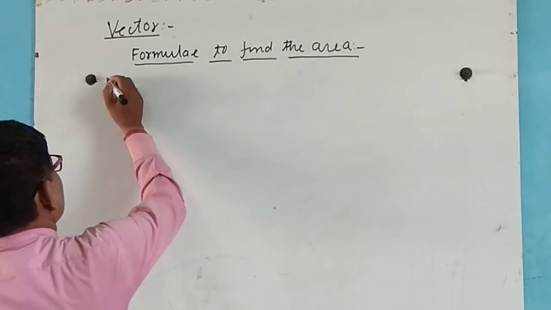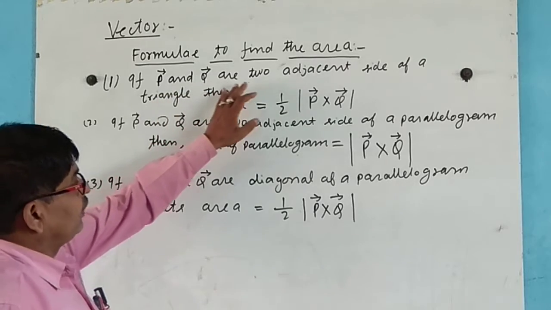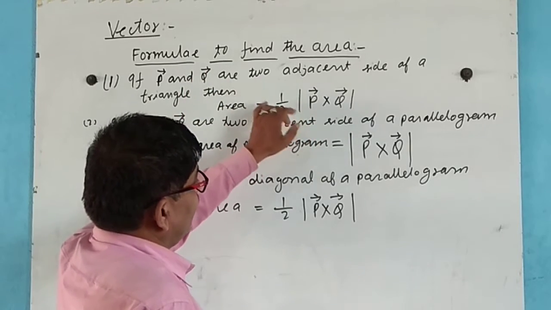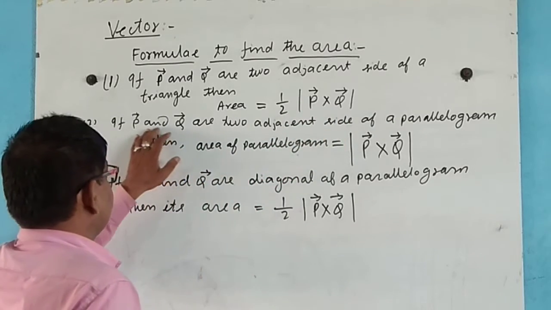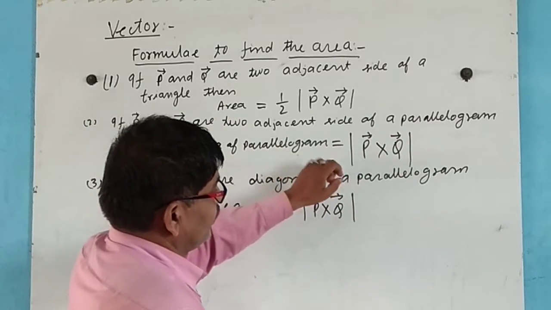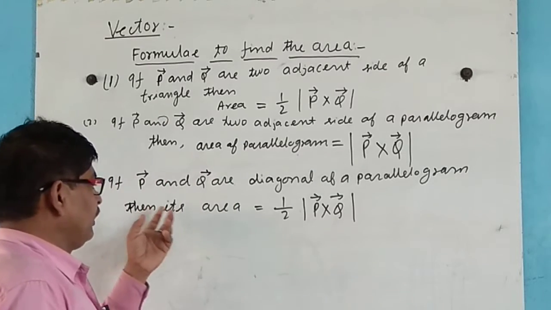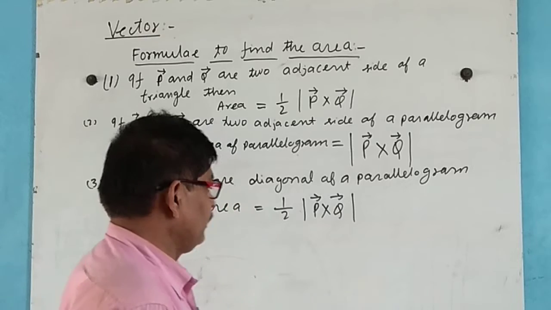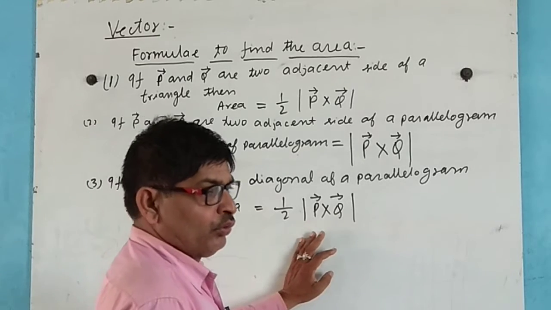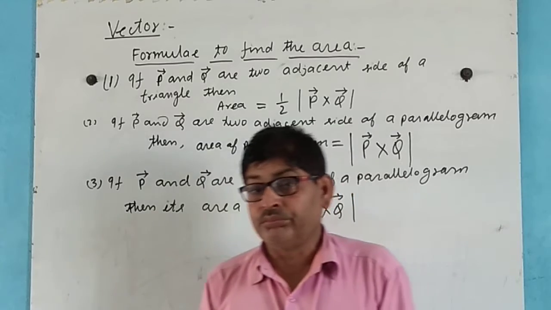Now, if P and Q are the two adjacent sides of a triangle, then we can calculate the area as half of the modulus of P cross Q. And if P and Q are two adjacent sides of a parallelogram, then the area of the parallelogram is equal to the modulus of vector P cross Q. And if P and Q are the diagonals of a parallelogram, then its area is equal to half of P cross Q. It means that with the cross product we can also calculate areas.